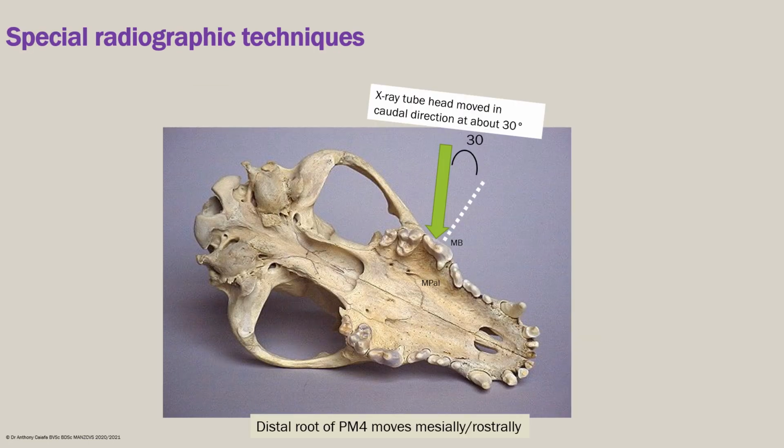So using this skull as a demonstration, the tube shift here is to the caudal. So that will mean that anything that is on the palatal, such as the mesiopalatal root, will move in the same direction as the tube shift. Normally we'll tube shift by about 30 degrees. Anything that is buccal, therefore the distal root and the MB root, the mesiobuccal root, will move in the opposite direction to the tube shift.